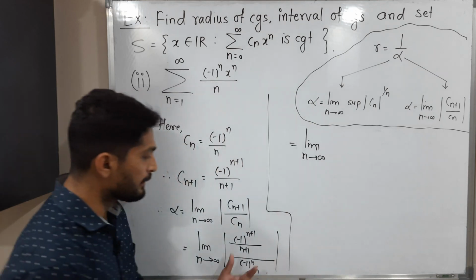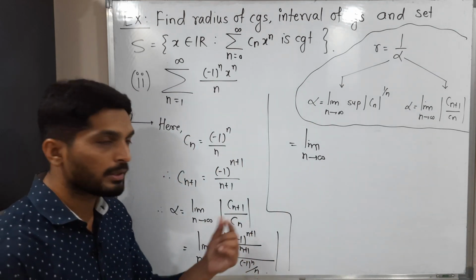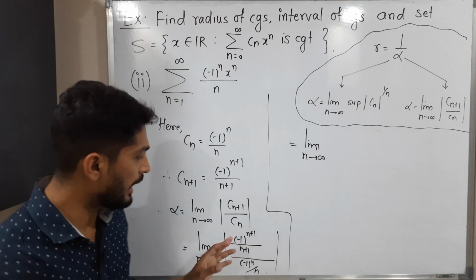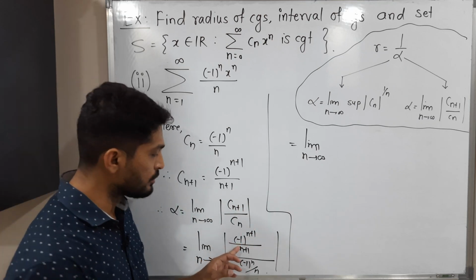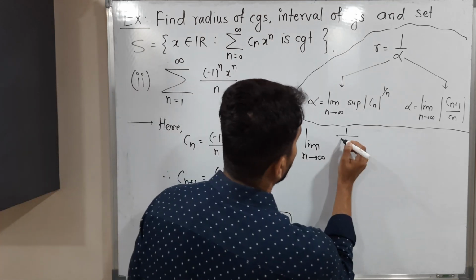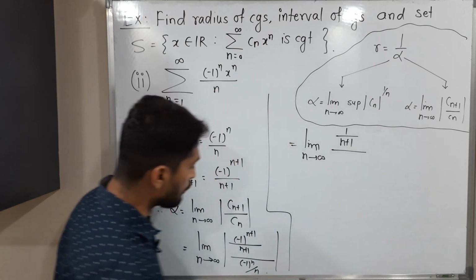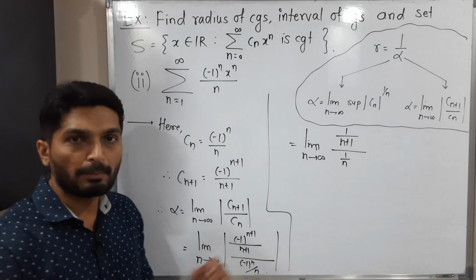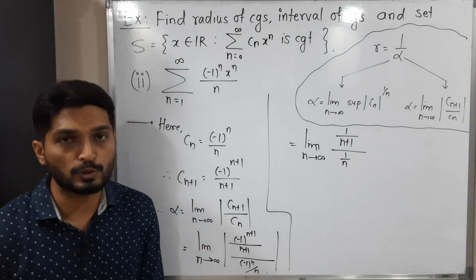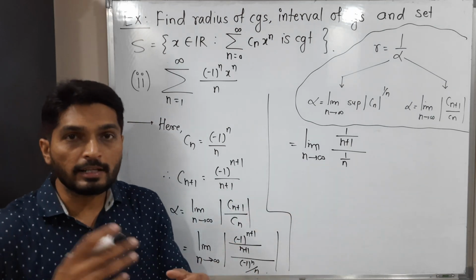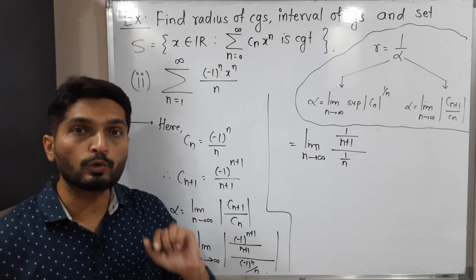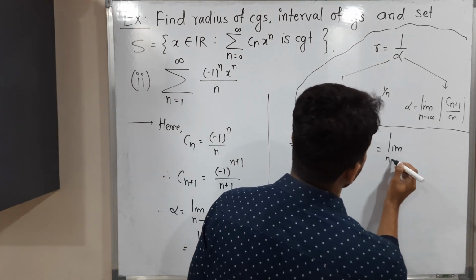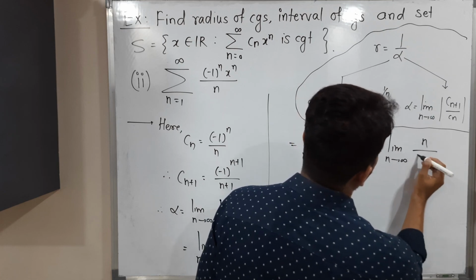Okay. See, because of the mod, that (-1)^(n+1) will be 1 only. The mod will absorb the minus sign and it will return simply positive values. So we will have 1 upon n plus 1, and in the denominator we have 1 by n. Because of the mod, I have removed that (-1)^n and (-1)^(n+1). This n is in the denominator of the denominator, so it will go to the numerator. So we will have the limit as n tends to infinity of n upon n plus 1.